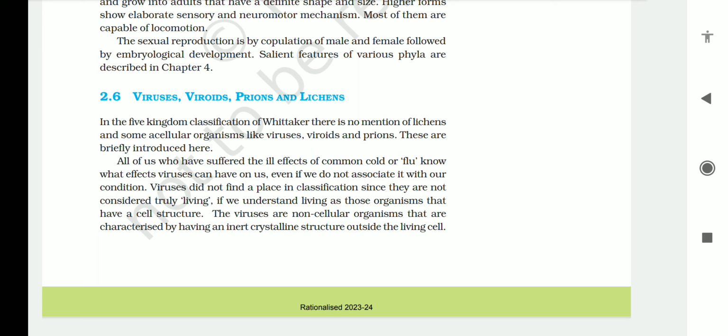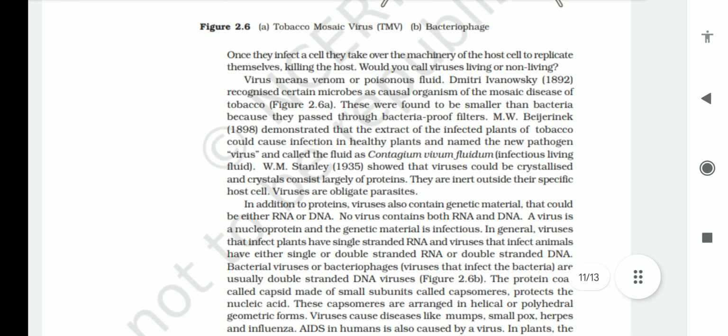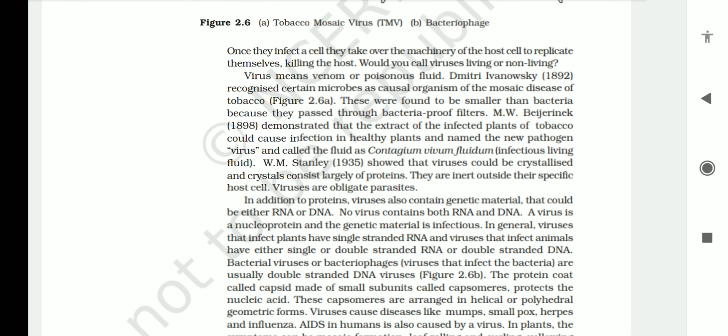Viruses did not find a place in classification since they are not considered truly living. If we understand living as those organisms that have a cell structure, the viruses are non-cellular organisms that are characterized by having an inert crystalline structure outside the living cell. Once they infect a cell, they take over the machinery of the host cell to replicate themselves, killing the host. Would you call viruses living or non-living?